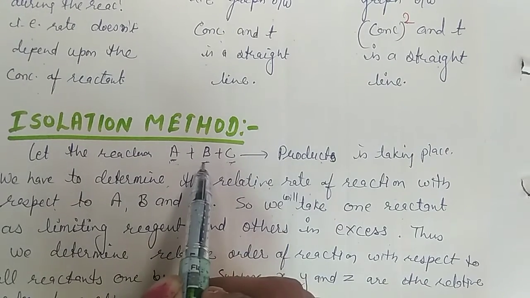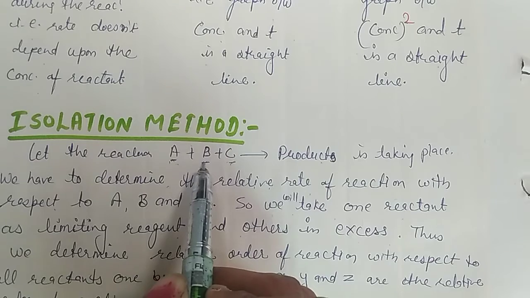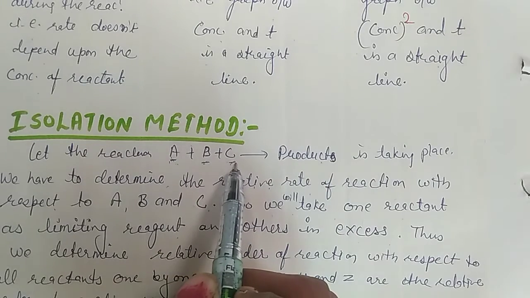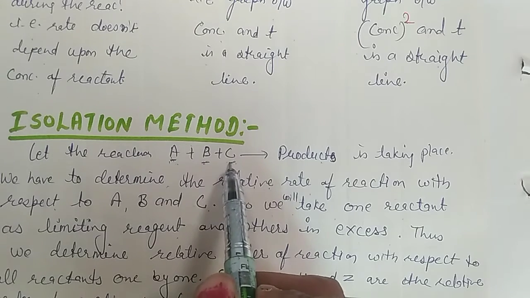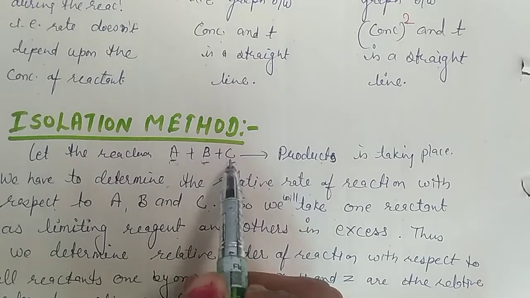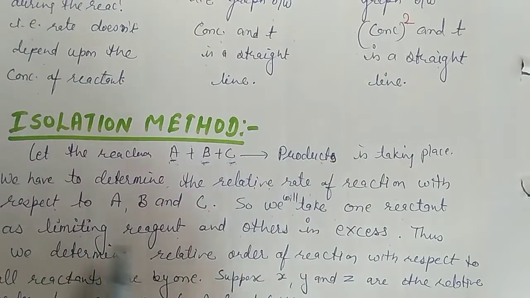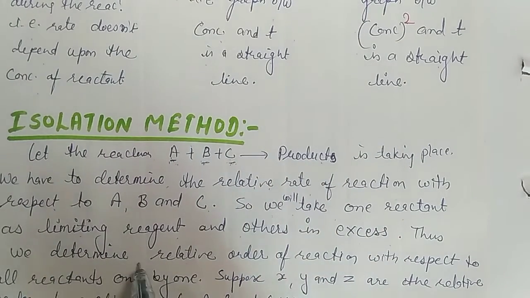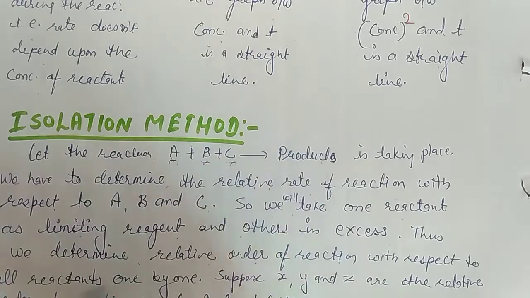When we determine the relative rate of reaction according to B, then A and C will be in excess amount. And when we determine the rate of reaction according to C, then A and B will be in excess amount, and this individual reactant will be the limiting reagent.